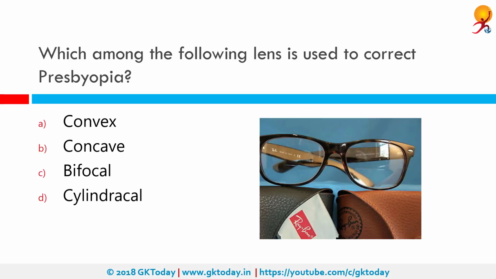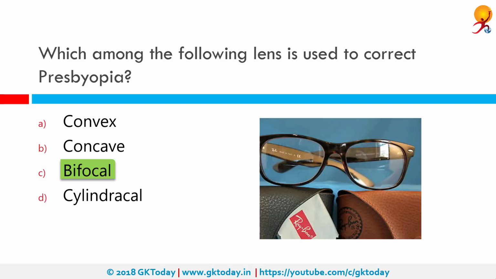Which among the following lens is used to correct presbyopia? In presbyopia defect, both near and far objects are not clearly visible. That is, far point is lesser than infinity and near point greater than 25 cm. This can be removed either by using two separate spectacles, one for myopia and the other for hypermetropia, or by using bifocal lens. It is an old age disease.